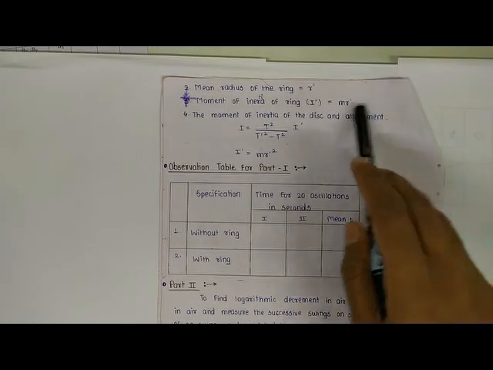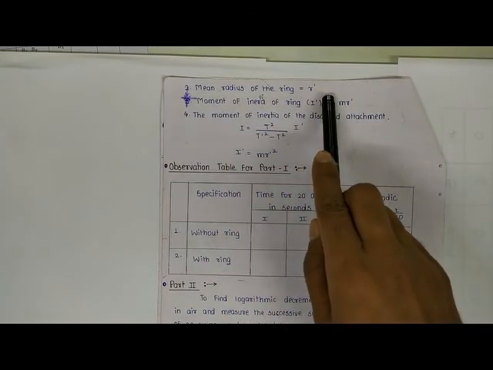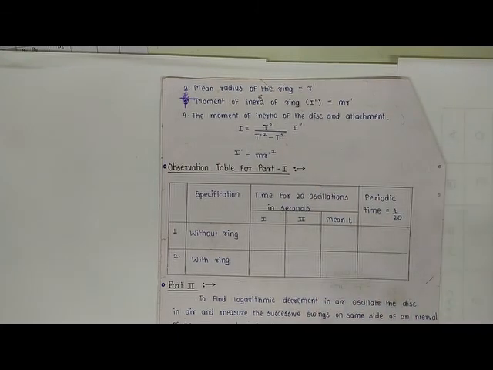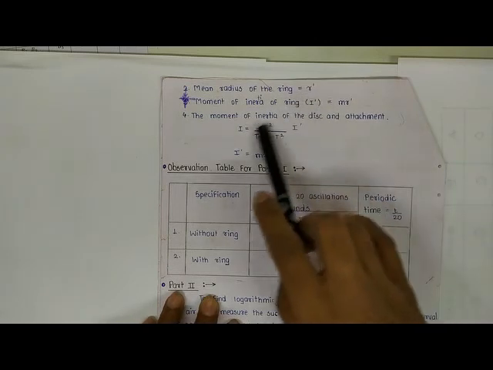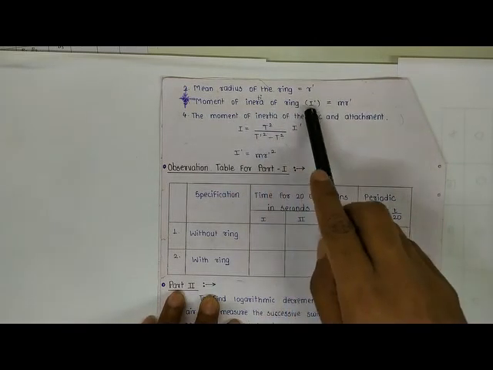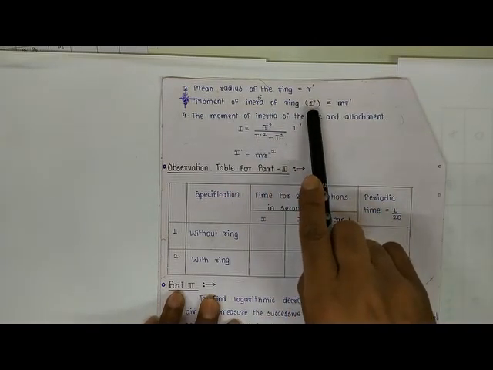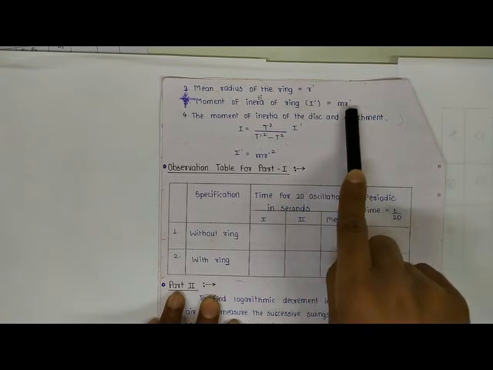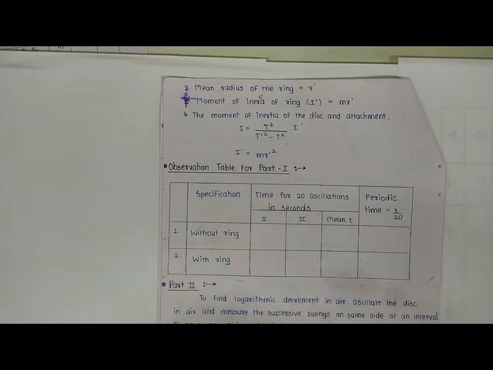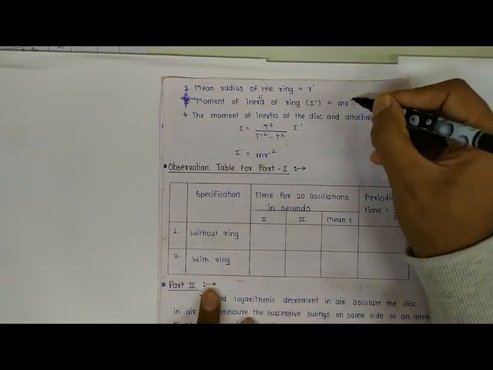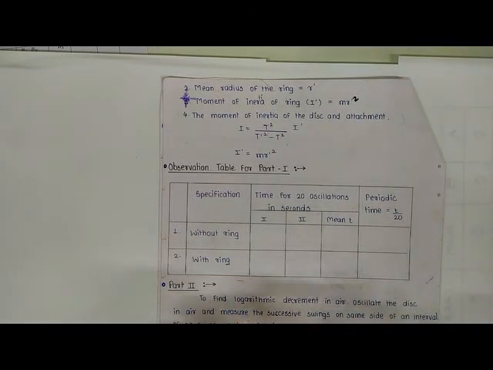Then, what is that? Mean radius of the ring. Again we have to put one ring on the disc, and that ring's radius we will denote by r dash. First of all, we will find the moment of inertia of that ring which is kept on the disc. While doing the experiment, we will understand what is ring and what is disc. So first we find the moment of inertia of that ring: I dash is equal to m r dash square, we know that.